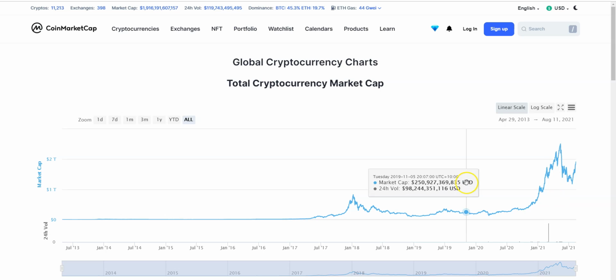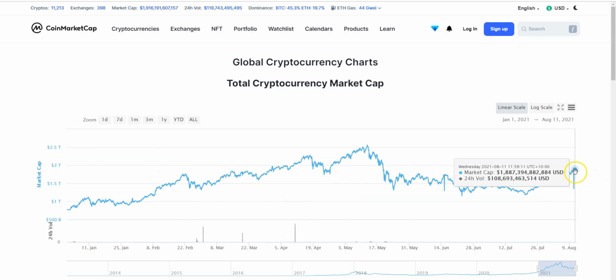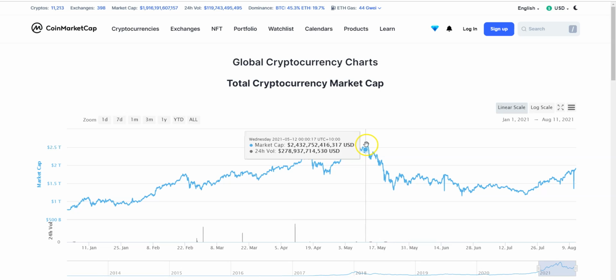Okay, now notice this. If I filter by the 1 year chart or year to date, this point where we're at now is the highest we've been since May's all-time high of 2.5 trillion globally. Now, why is this important? This is a strong macro bullish indicator, and that's important for all cryptocurrencies because it could potentially signal another alt season.